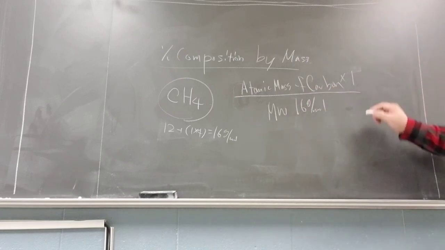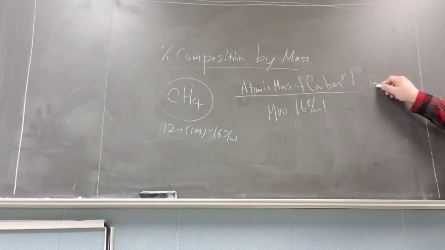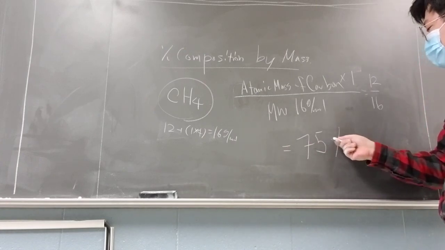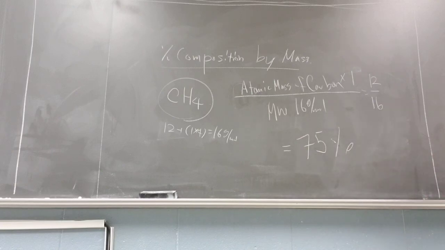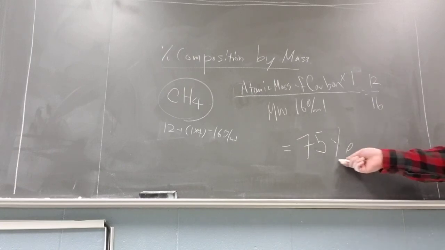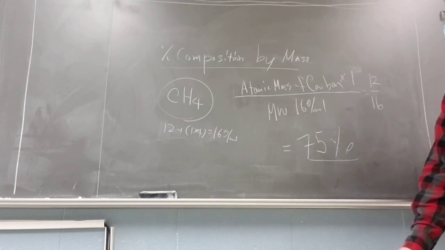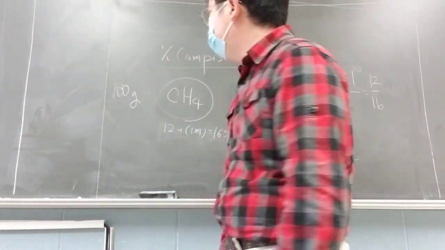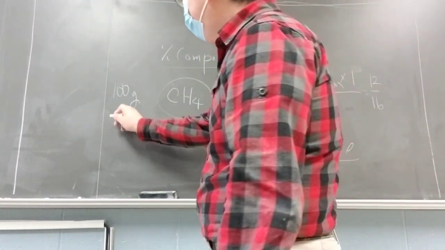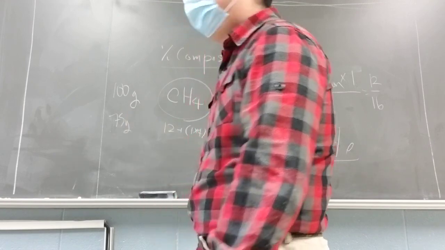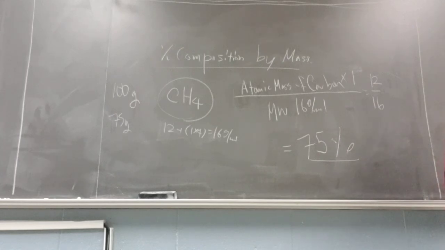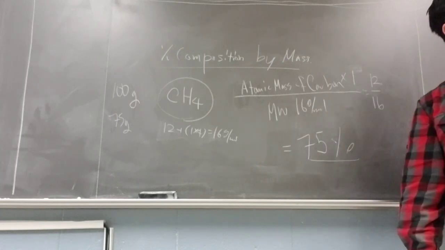So that makes what? 1 times 12 is just 12 over 16. So that tells you for carbon, you have 75% of methane is carbon by mass. That means if you have 100 grams of methane, 75 grams of mass is coming from carbon, because it's the percent composition for carbon in this methane. Makes sense, right?